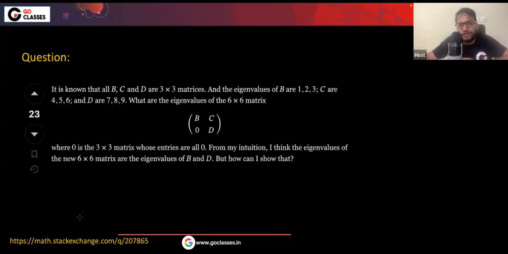Now let's see this question, which I've taken from Stack Exchange. What they're saying is, it is known that B, C, D are all 3 cross 3 matrices. B has eigenvalues 1, 2, 3. C has 4, 5, 6. D also has eigenvalues 7, 8, 9. Then what are the eigenvalues of this block matrix? Can you tell me? Just now we have seen something like this, right? So just try to tell me what the answer is here.